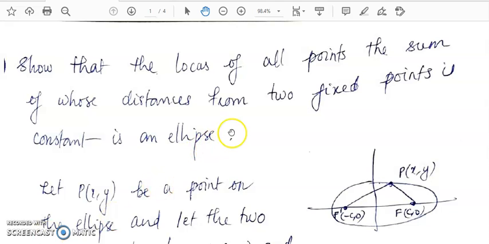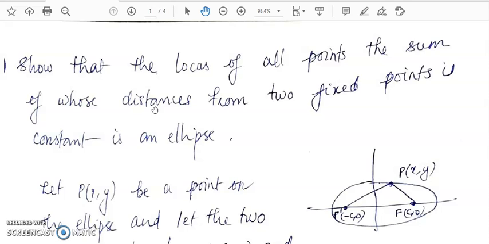Good morning all. So in today's class we will see a few more problems on ellipse. So first question: show that the locus of all points, the sum of whose distances from two fixed points is constant, is an ellipse. So you are given two fixed points.